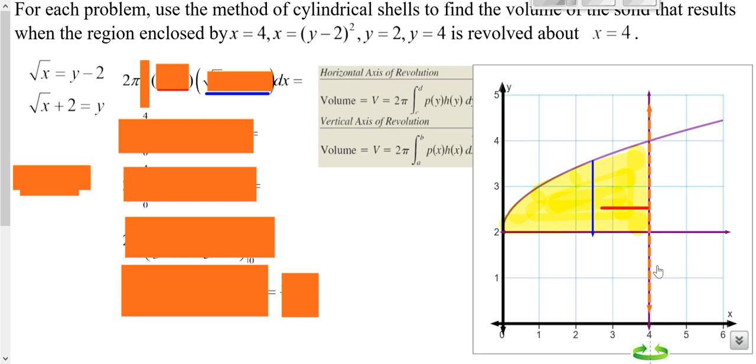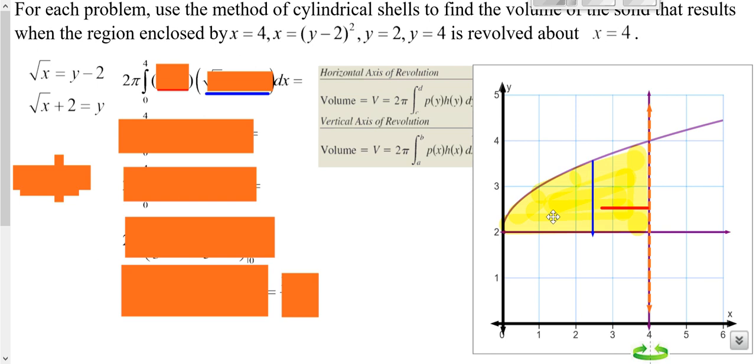We're revolving it around your axis of symmetry, which happens to be denoted here by your x is equal to 4 in orange. So our bounds, because we're dealing with a vertical axis of revolution, we're dealing with x's. So your bounds have to be how far left and right it goes. It starts at 0, goes all the way over to 4.